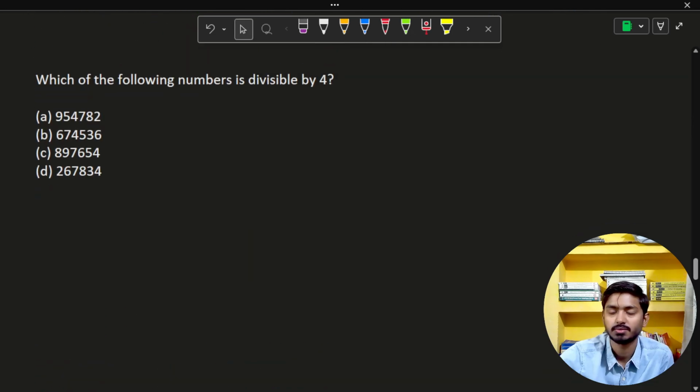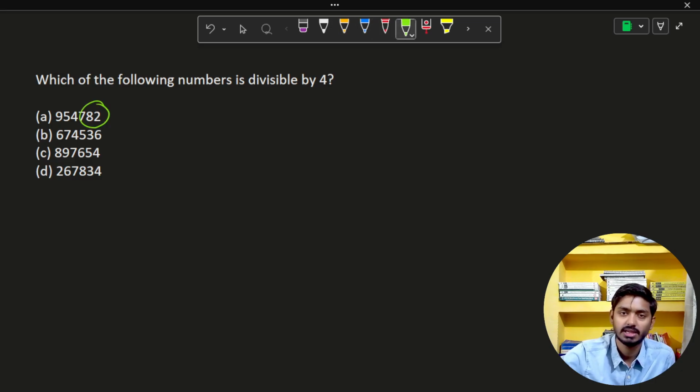Let's try to solve some problems. I'd say pause the video, go through all the divisibility tests which we learned, and then come back to these questions. Which of the following numbers is divisible by 4? We'll check the last two digits. 82 is not divisible by 4, won't work. 36 is divisible by 4. That is our answer.